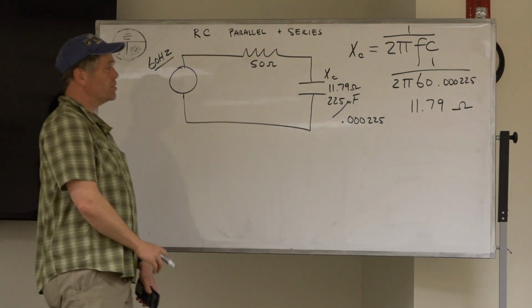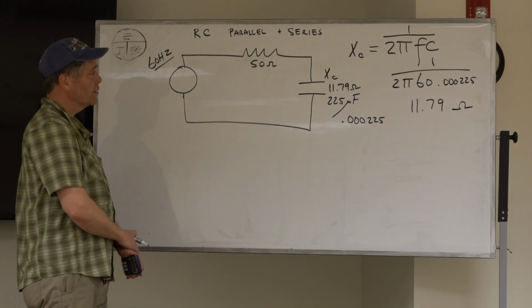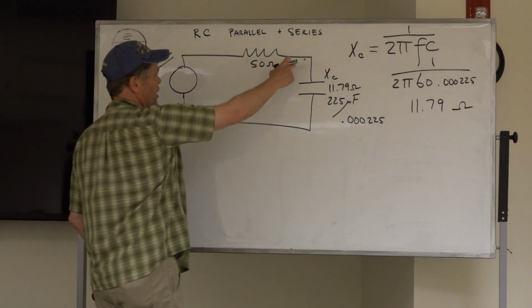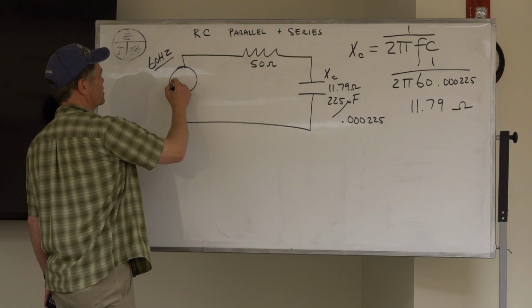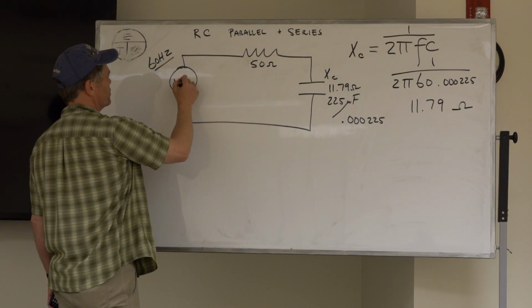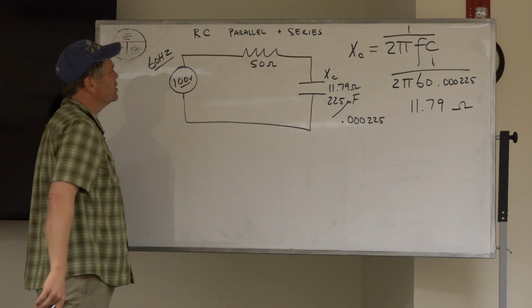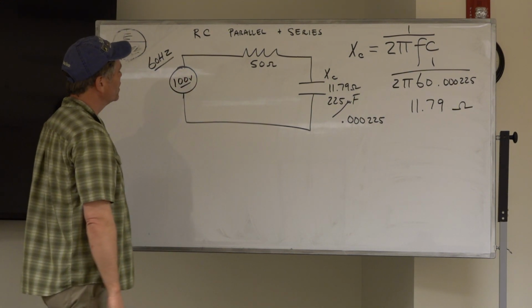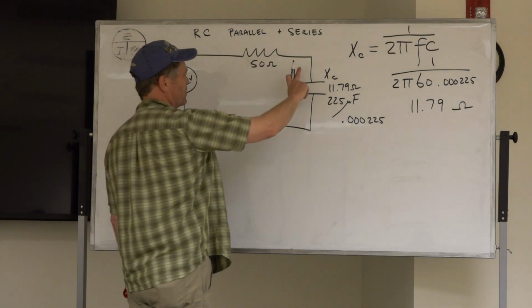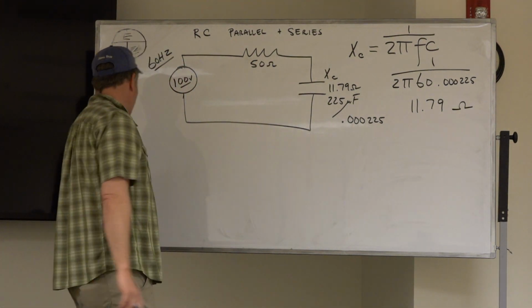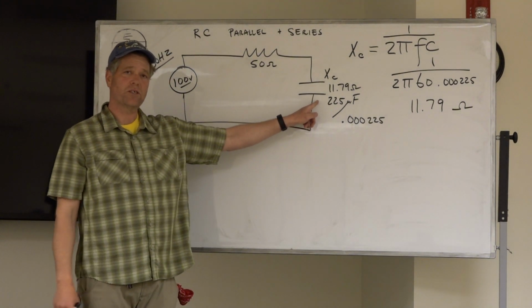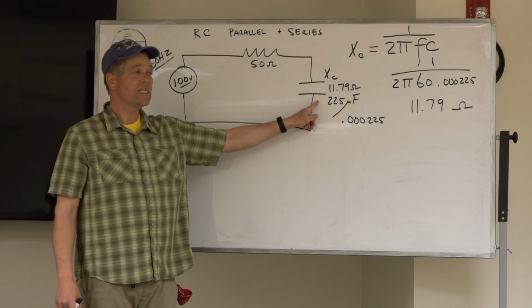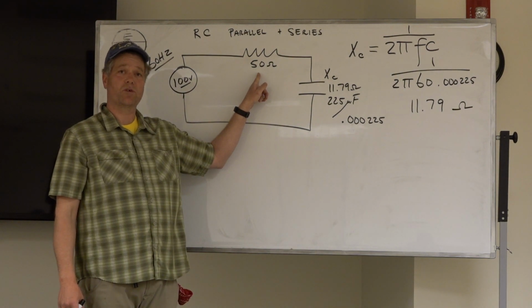Now I've just got a voltage divider, right? I got some of the voltage dropped here, some of the voltage dropped here. I better give myself a voltage value here. Let's go ahead and start out with something easy. I will say 100 volts. So if I've got 100 volts here, some of that's going to drop here and some of that's going to drop here. But just like an inductor, this capacitor's X sub C is 90 degrees to this resistor.